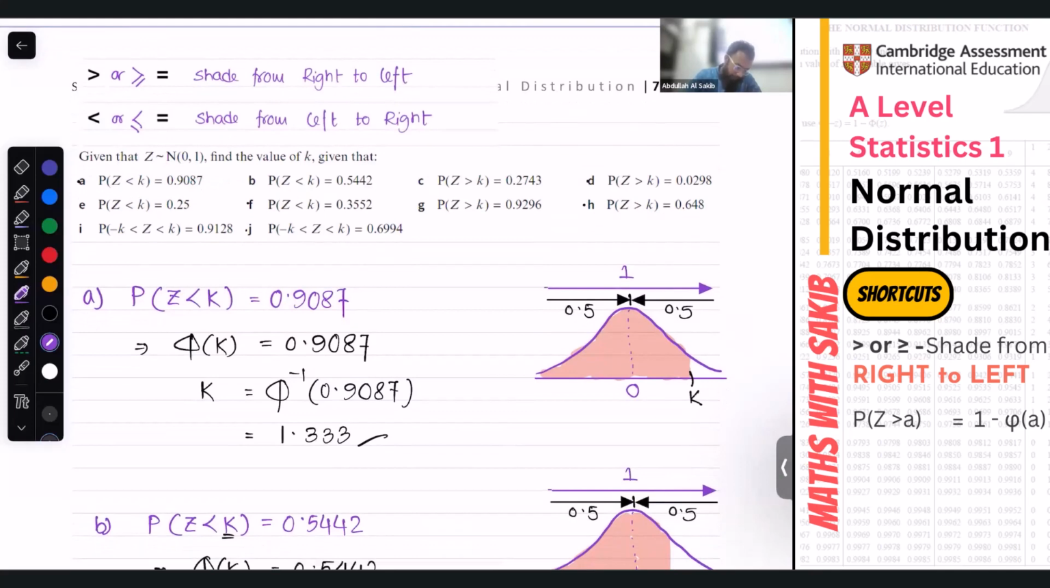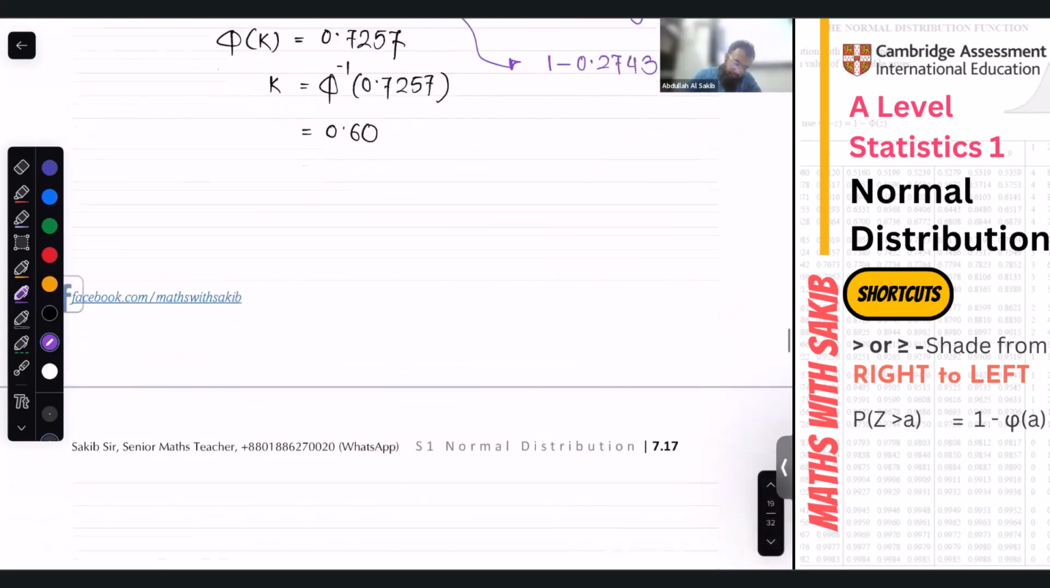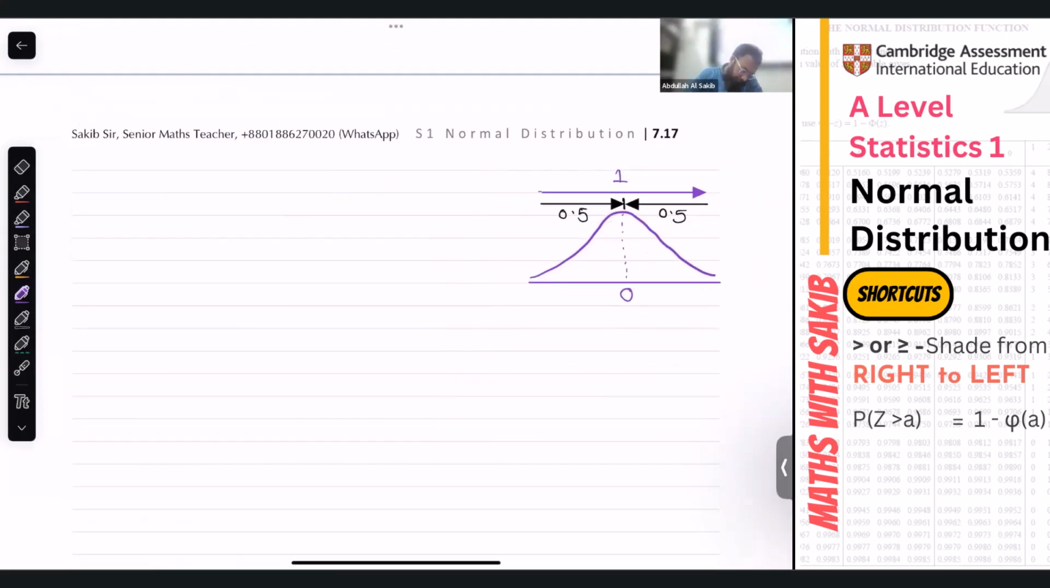So now you do D. Probability of Z is more than K, 0.0298. Now find the value of K. So Z is more than K. Should I start shading from right to left or left to right? Right to left. So this is 2.98%. So will it be in the right quadrant or the left quadrant? You sure it will be in right quadrant or left quadrant? Right quadrant.